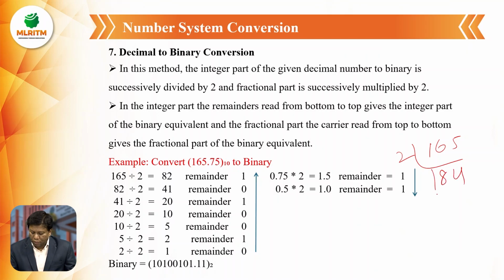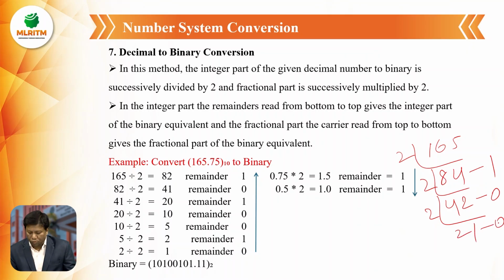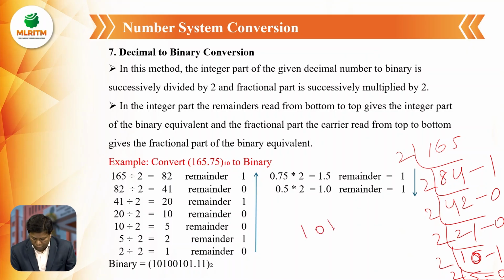2 8s are 16, 2 4s are 8 and the remainder is 1. 2 4s are 8, 2 2s are 4 and the remainder is 0. 2 2s are 4, 2 1s are 2 and the remainder is 0. 2 10s are 20, the remainder is 1. 2 5s are 10, remainder is 0. 2 2s are 4, remainder is 1. 2 1s are 2, remainder is 0, and the final result will be 10100101. This is for the integer part.